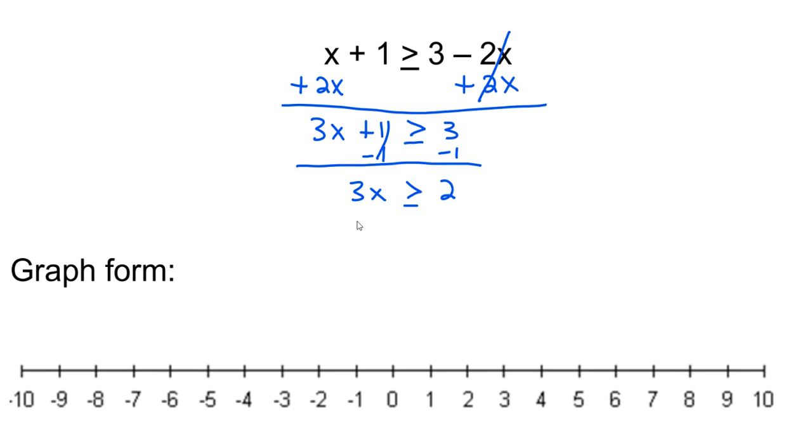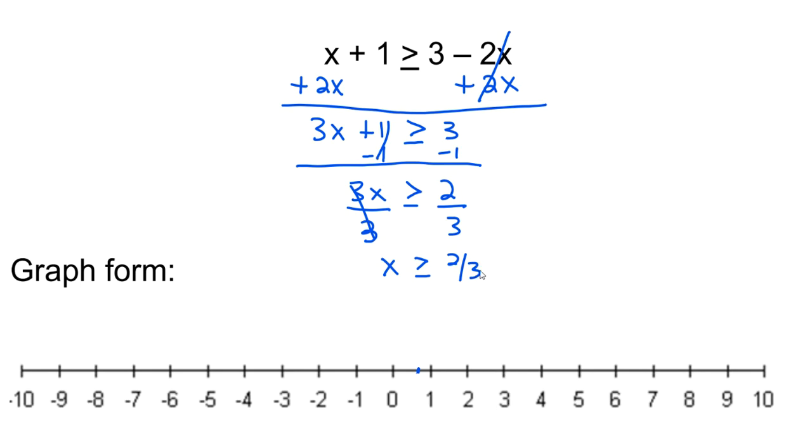Then, just like before, my last step is to divide. I'm going to divide both sides by 3. And I get that x is greater than or equal to 2/3. Okay, so my solution is not a whole number, but I can estimate approximately where 2/3 would be on the number line. I know that 2/3 would be between 0 and 1. 2/3 is not quite one whole, so it's between 0 and 1, a little bit more than a half. So right in here is where 2/3 would be.